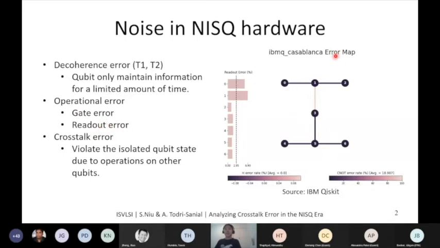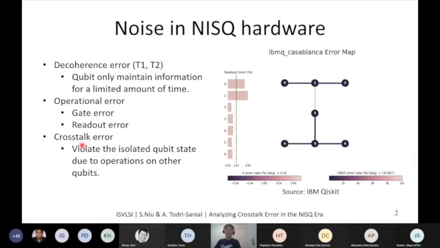This figure shows the error map of IBM Q Casablanca device. We can see these blocks represent the readout error of each qubit, and this is the hardware topology. Each line has a different color, which represents a different error rate. At the bottom, there are two error bars. One is the H error rate and the other one is the CNOT error rate.